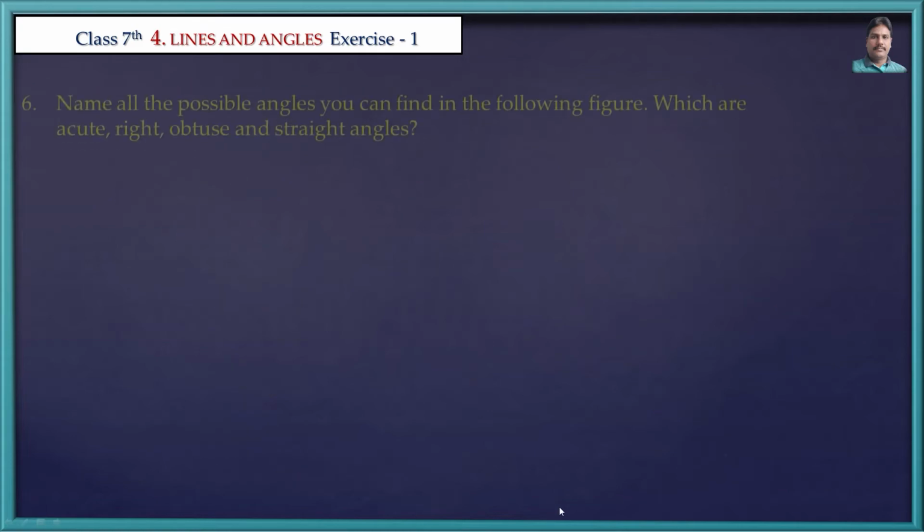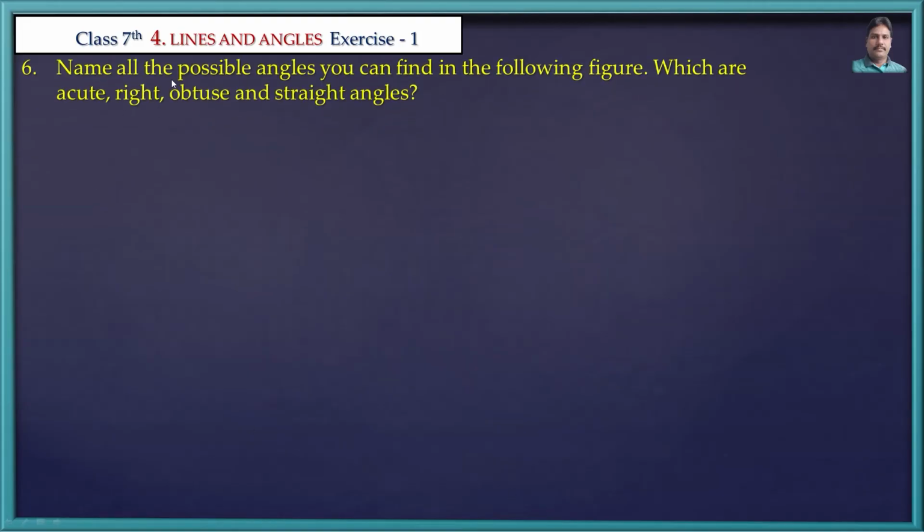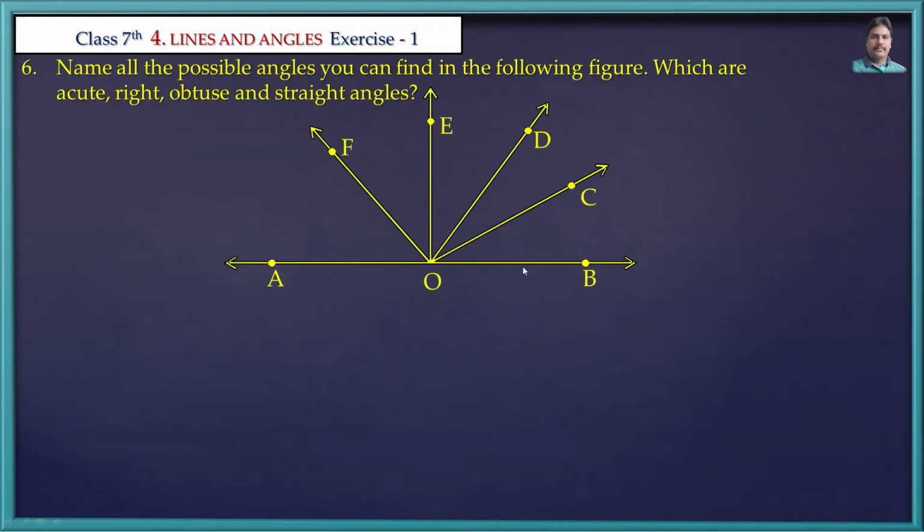Next problem. Name all the possible angles you can find in the following figure which are acute, right, obtuse and straight angles. This is the figure given in the textbook.